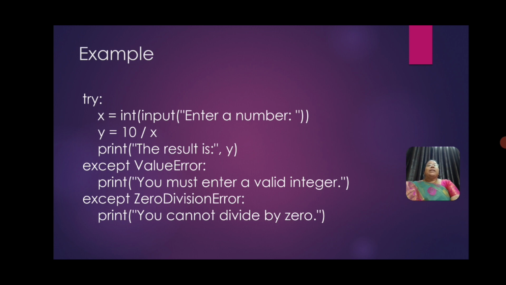If the user is giving input as a string, then the value error will be handled. If the user is giving 0 as the input, then the zero division error will be handled and the corresponding error messages will be displayed.